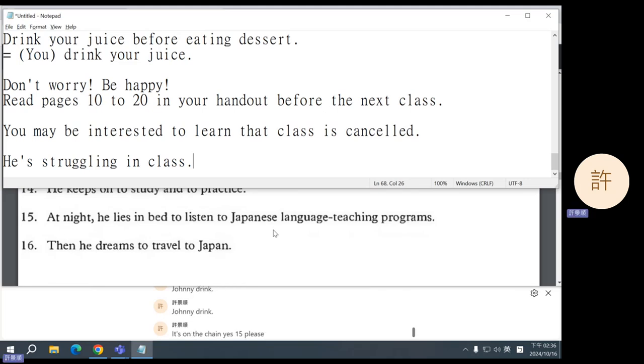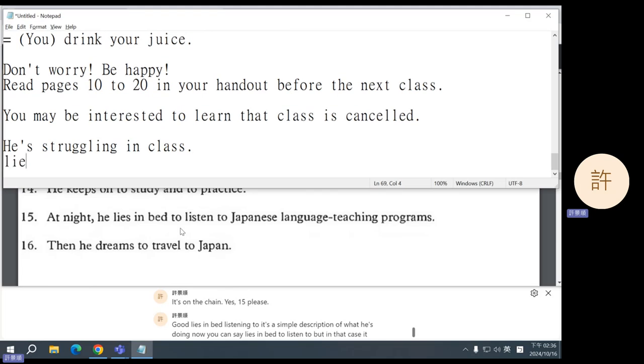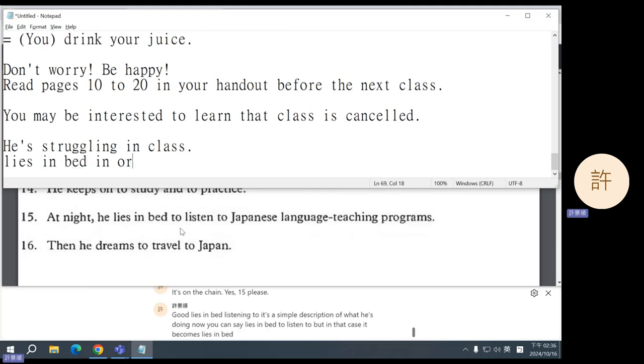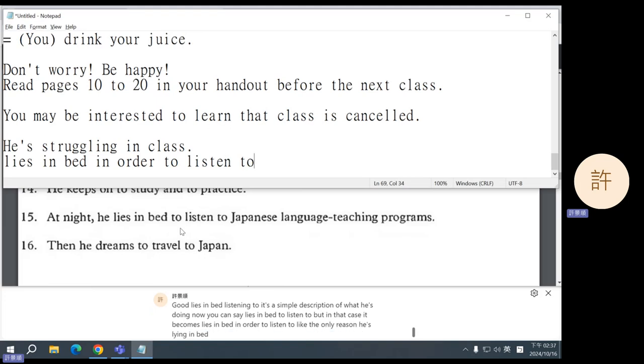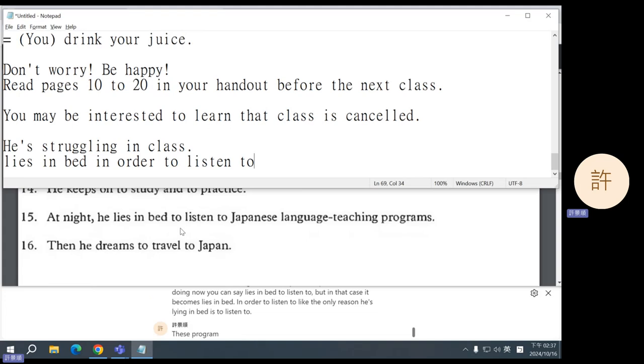Yes, 15, please. Good. Lies in bed listening to. It's a simple description of what he's doing. Now, you can say lies in bed to listen to, but in that case, it becomes lies in bed in order to listen to. Like the only reason he's lying in bed is to listen to these programs, but that's not what the sentence is saying. So this should be lies in bed listening to.